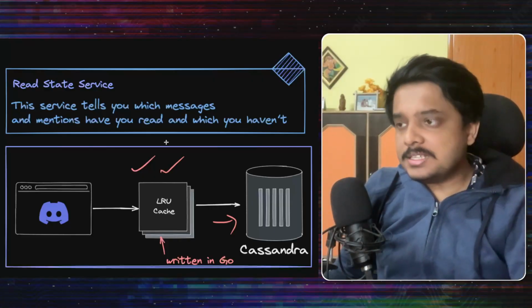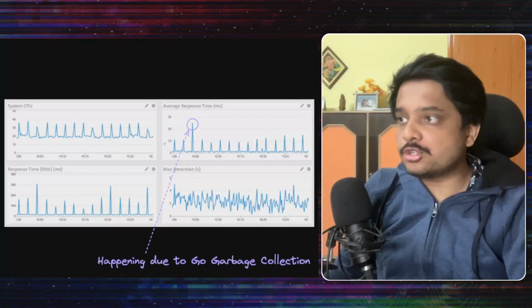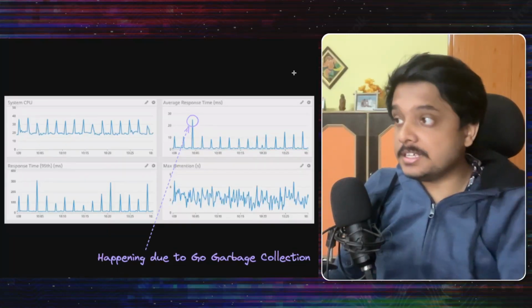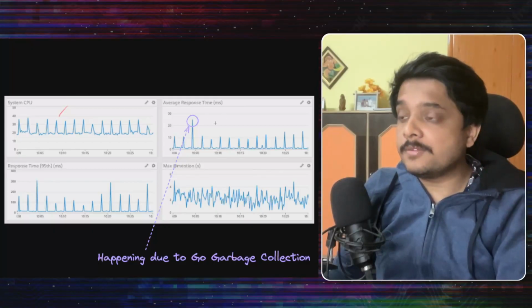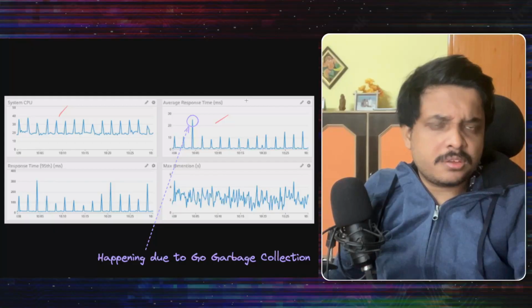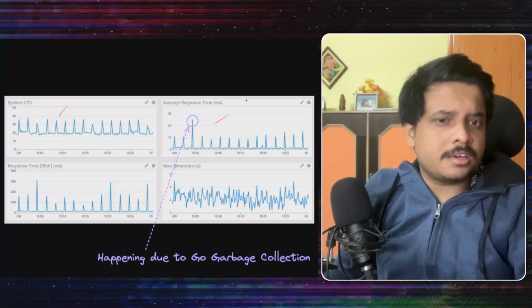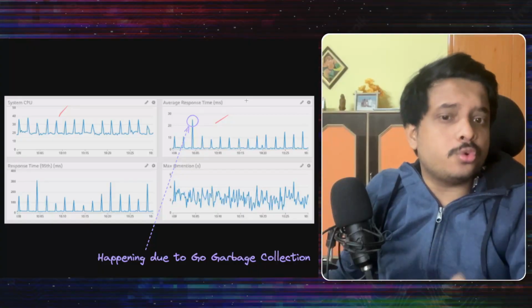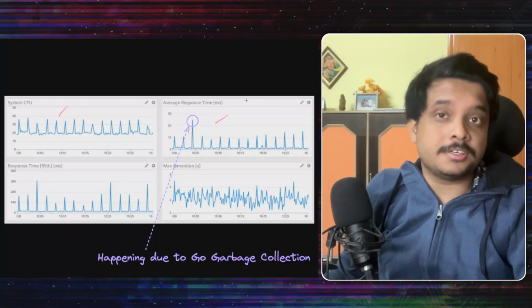Now, what they started seeing is that in the cache node, there were spikes in the CPU and the average response time, or the latency, every 2 minutes. And they were like, why is this happening? They dug around and they found all this was happening due to Go's garbage collection.